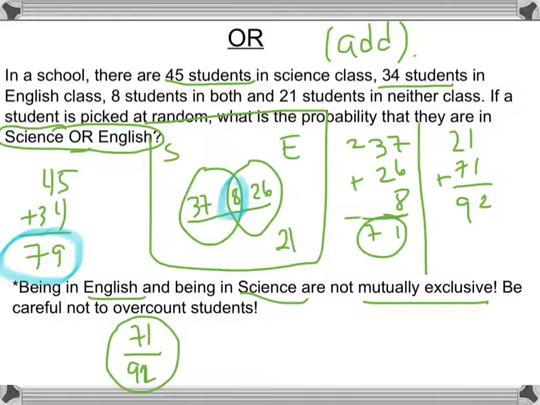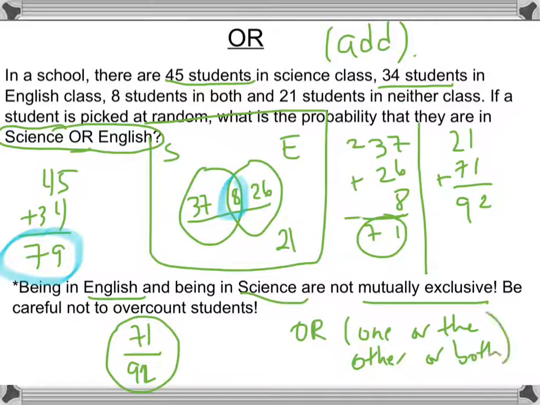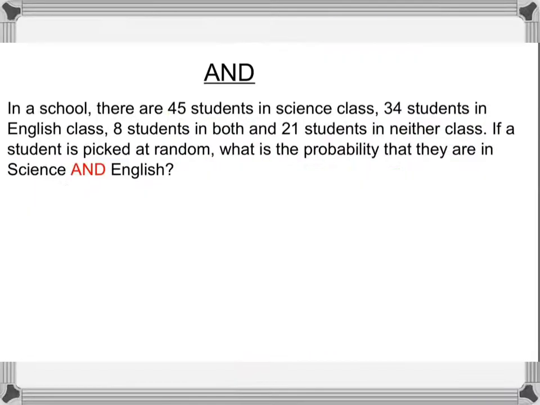And 71 are in English or science, or both English and science. The or statement means one or the other, or both. Sometimes people are a little thrown off that it also can mean that they're both. Okay. Now I want to go to something called the and statements. With the and statements, you are going to multiply the probabilities together.